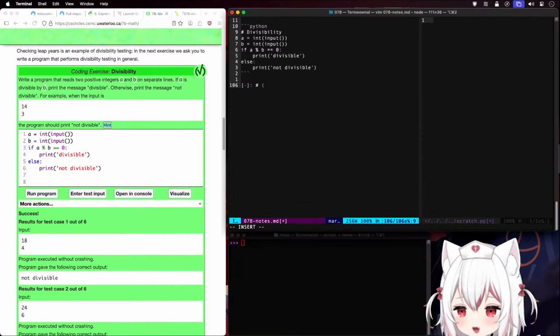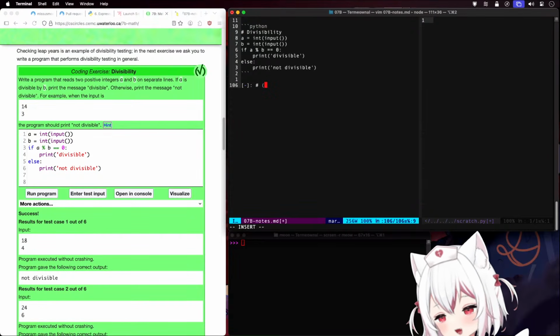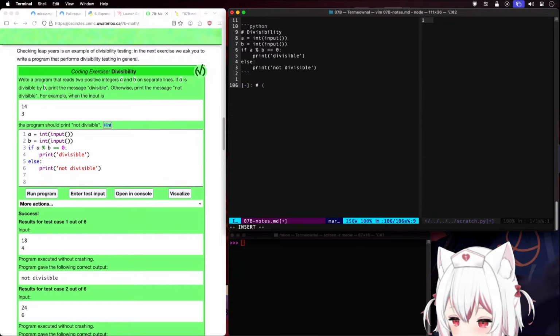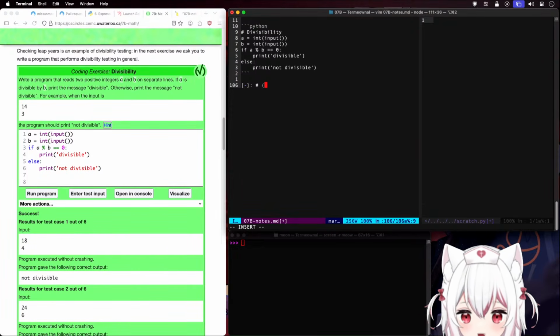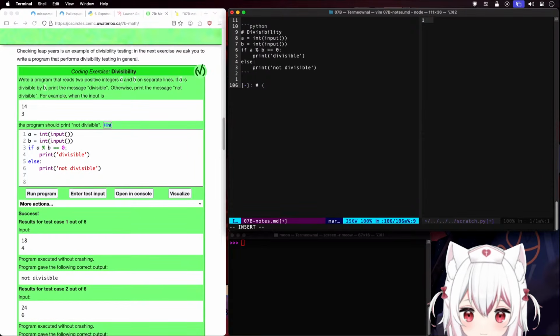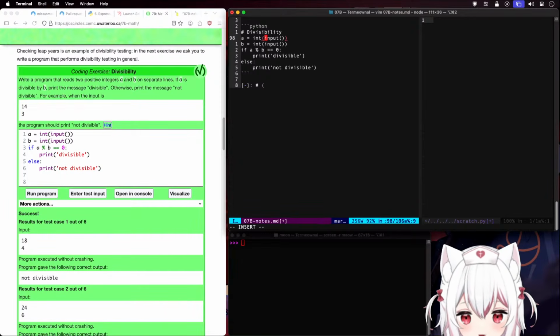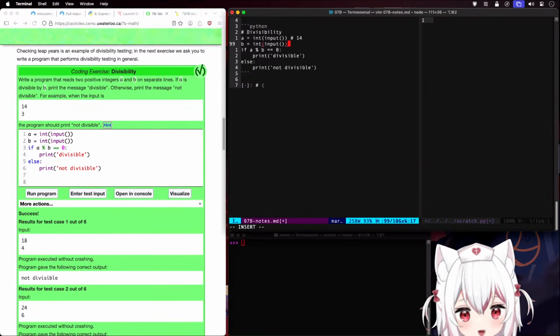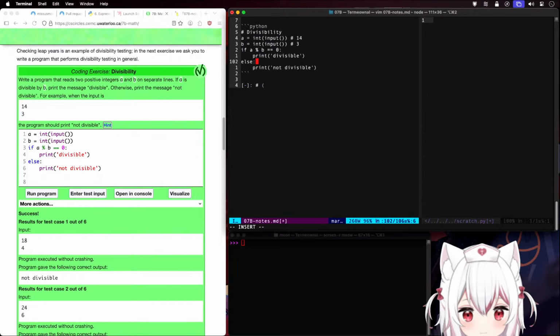I've been listening to this classical piano playlist on loop for maybe 2 or 3 hours now. Anyway, I didn't pick an input set. Let's just go with 14 and 3, not divisible, as what should be the output.